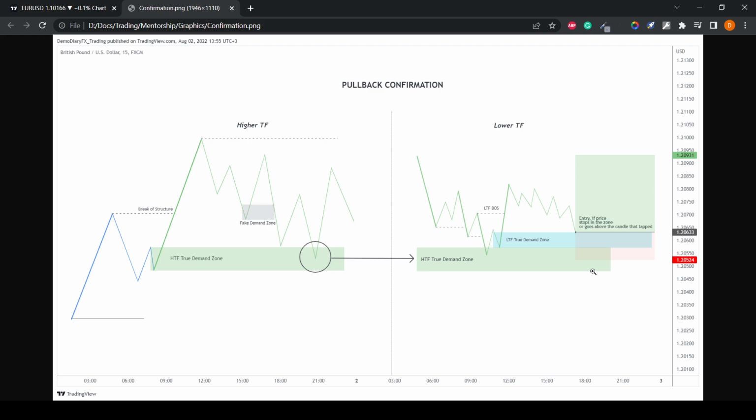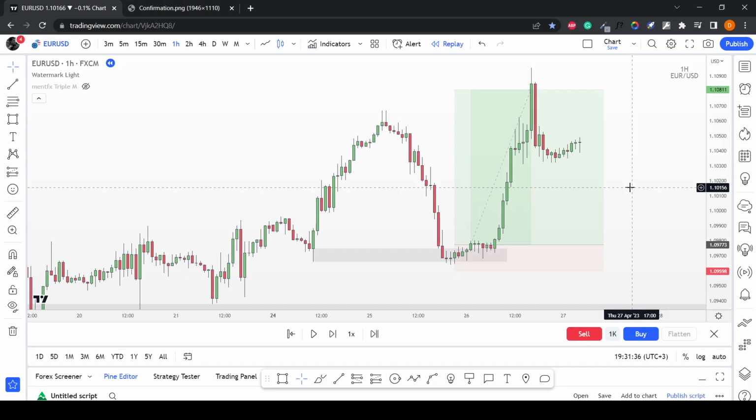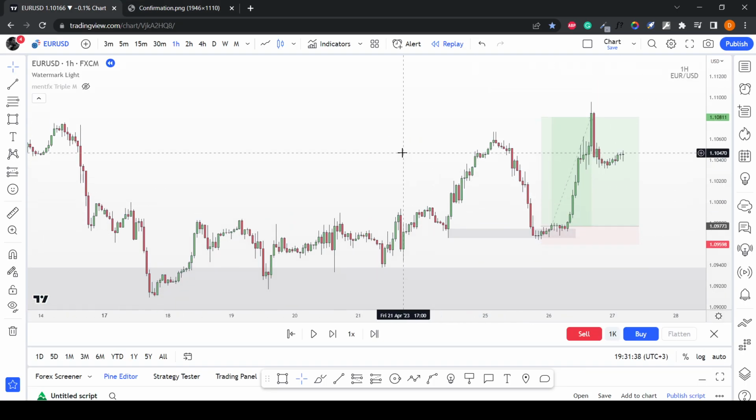This additional step, to wait to see some reaction from a zone, is a really easy way to filter out these failing zones. So if price stops in the zone or goes above the candle that tapped into a zone, we are free to enter a trade. And this is what I call a candle break variation.